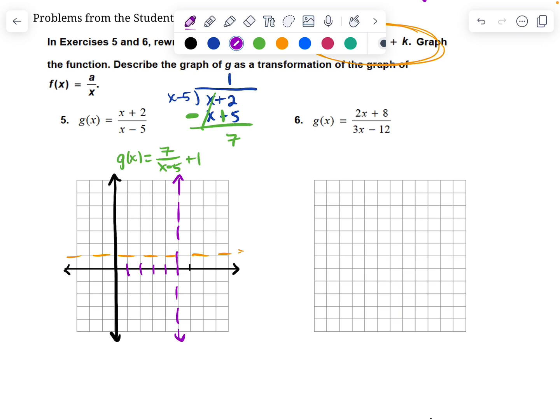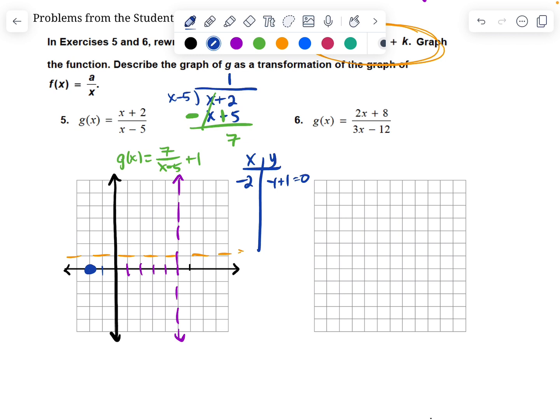Okay, I'm going to substitute in -2, because that's going to give me -7 in the denominator. So I'm going to get -1 plus 1. So I'm going to get 0. So -2 is at 0. Way out there.